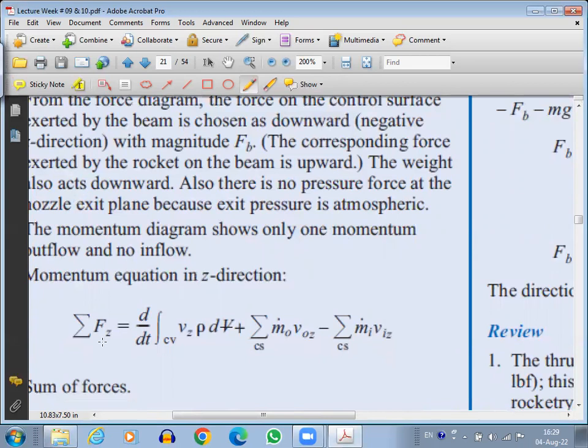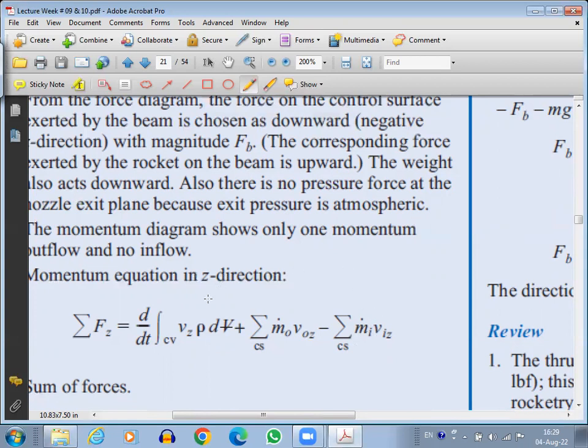Summation of the forces in the z direction equals the momentum accumulation term plus summation of all the momentum going into the control volume minus summation of all the momentum of the fluid going out of the control volume. Sorry, plus the momentum of all the fluids going out of the control volume minus the momentum of all the fluids going into the control volume. Inlet will always be considered as negative.